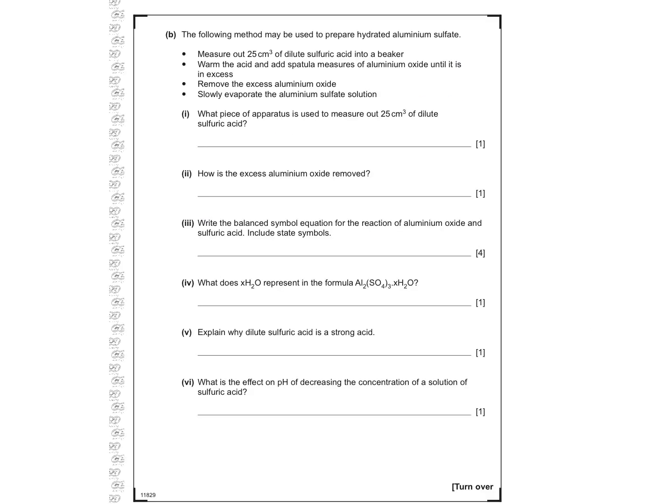B, then we're looking at this method used to prepare hydrated aluminium sulfate. In part 1, what piece of apparatus is used to measure 25 cubic centimetres? Well, when it's just 25, it's not 25.0. A measuring cylinder is used. If it was 25.0, then a pipette or possibly a burette would be used for that.